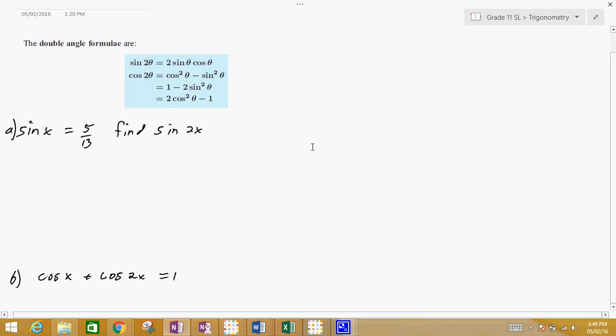Today we're looking at double angle formulas. These formulas are useful as far as solving equations or simplifying relationships. So let's just look at them.